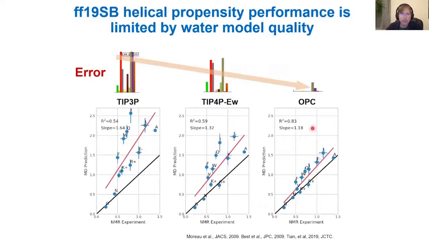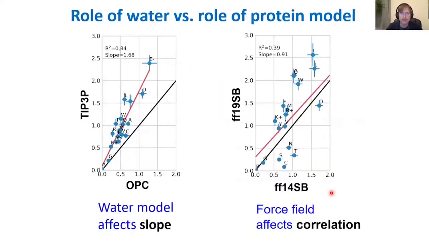And so generally we find that as our water model gets better, the correlation between the experiment and the protein force field gets better. And so I think that we're at the point for this test, at least, where we're limited by the water model and not the protein backbone. But this is a very simple test of helical propensities.